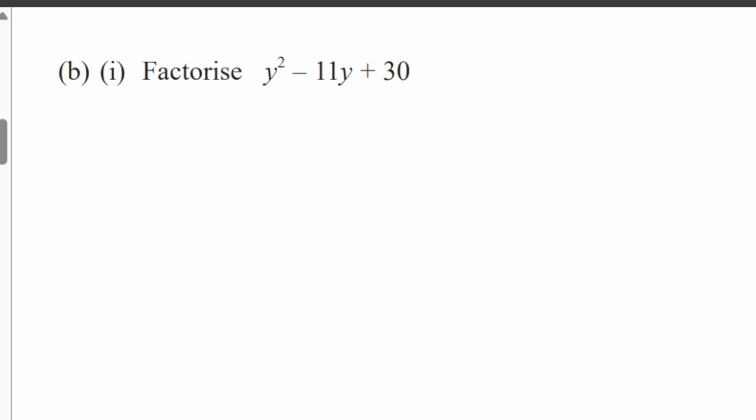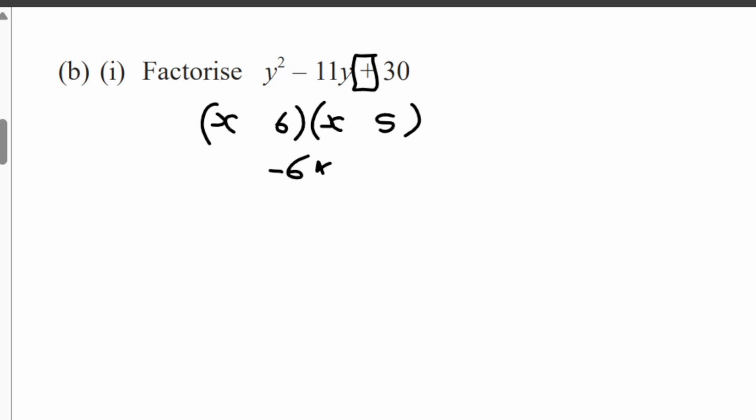Okay, what do I do then? You open two nice brackets like that. You write x, x, you write 6 and 5. Now, the signs, should they both be positive or negative? Since this is positive 30, that means it's either negative 6 times negative 5 or 6 times 5. 6 times 5 makes 30. But if you add 6 plus 5, it doesn't make negative 11. So this part is excluded. So it's just negative 6 and negative 5.